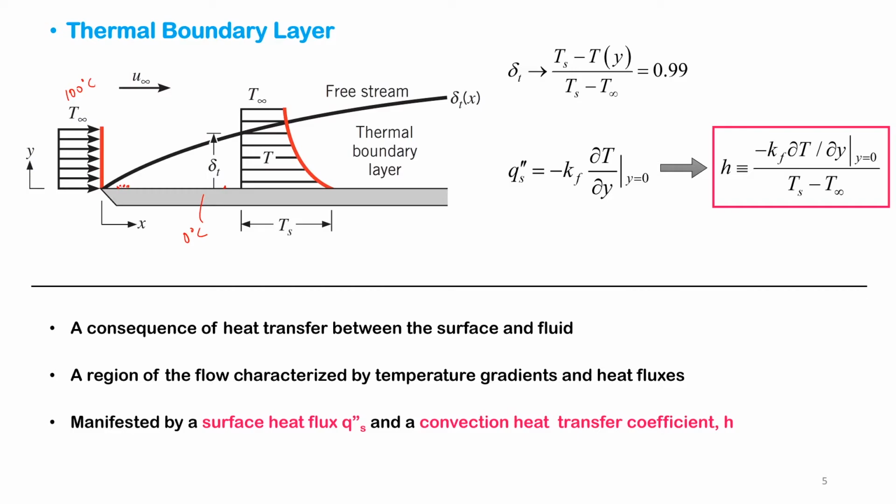And if you go very, very far away, the temperature will be 100 degrees Celsius, and the temperature at the plate is 0 degrees Celsius. So as in the case of the velocity boundary layer, the temperature will change very rapidly within a thin section of the fluid. And in here, the temperature will change from 0 to 99 degrees Celsius. And this region is called the thermal boundary layer. So the thermal boundary layer is the region where the temperature changes 99% within this thin section of the fluid.